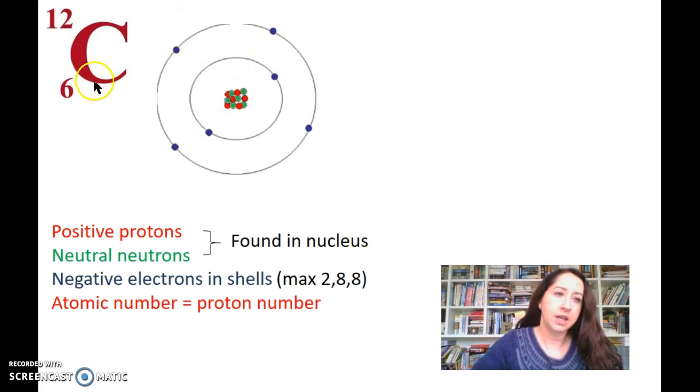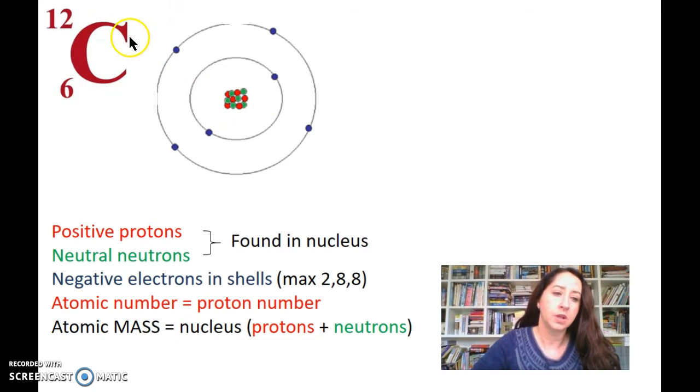My atomic number here, this is the smaller of the two numbers, is always the proton number. If I've got 6 of these, that means I must have the atom carbon. The mass number is the bigger of the two numbers. It's the total number of particles, or subatomic particles, inside the nucleus. So here you can count up that I've got 12 of those, 6 positive protons and 6 neutral neutrons.